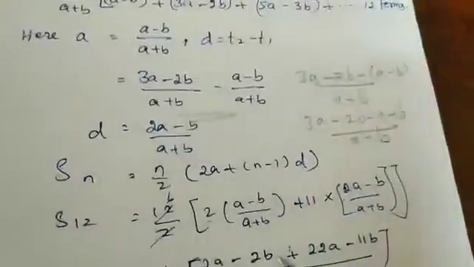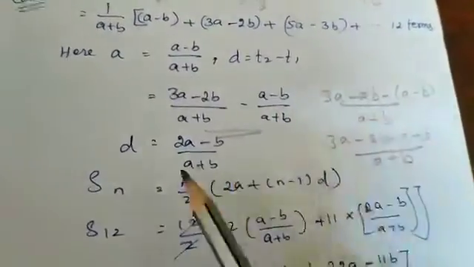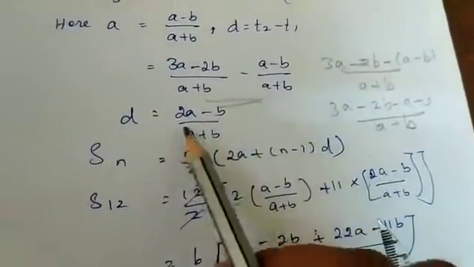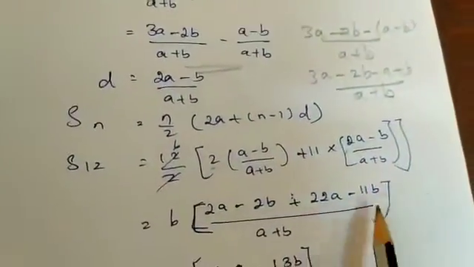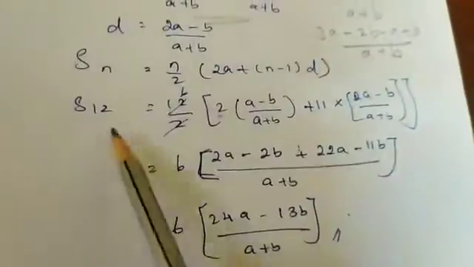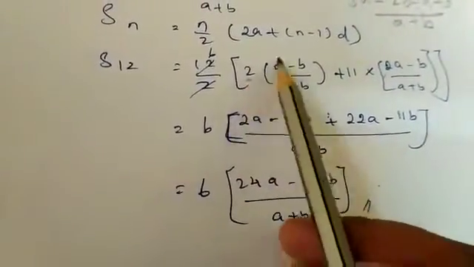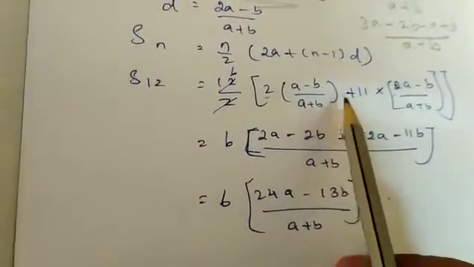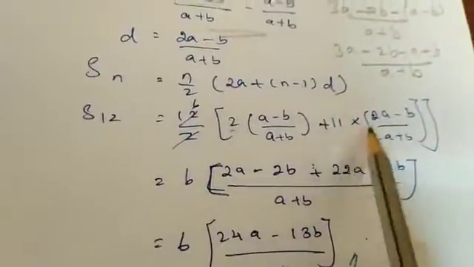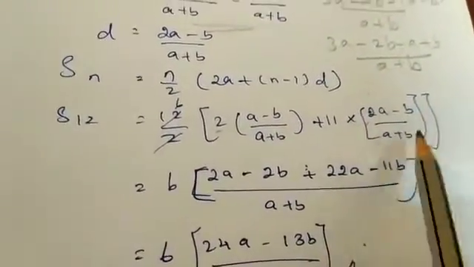So 3a minus a is 2a and minus 2b plus b is minus b by a plus b. So Sn equal to n by 2 into 2a plus n minus 1 into d. So S12 equal to 12 by 2 into 2 into a, which is a minus b by a plus b, plus 11, that is 12 minus 1 is 11, into d, which is 2a minus b by a plus b.